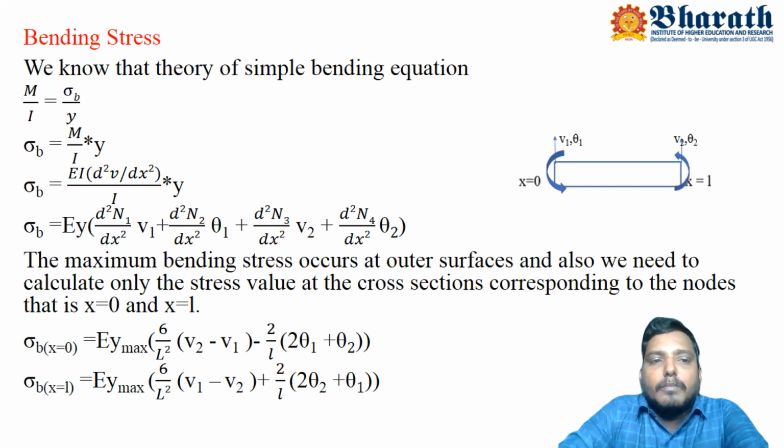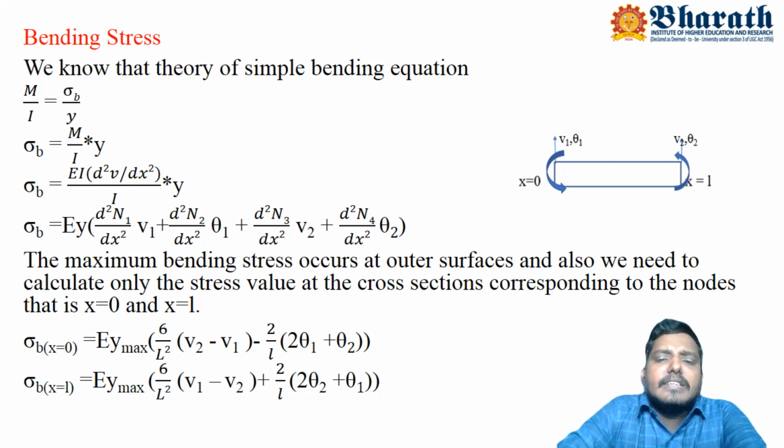We know the theory of simple bending equation, which we already studied in strength of materials. That means M by I is equal to sigma b by y, where y is the distance from the neutral axis. Therefore, we get sigma b equal to M by I times y, where M is the bending moment. We already know the bending moment equation EI into d square v by dx square. Then we substitute in this equation, where d square v by dx square equals d square N1 by dx square times v1 plus d square N2 by dx square times theta 1 plus d square N3 by dx square times v2 plus d square N4 by dx square times theta 2.